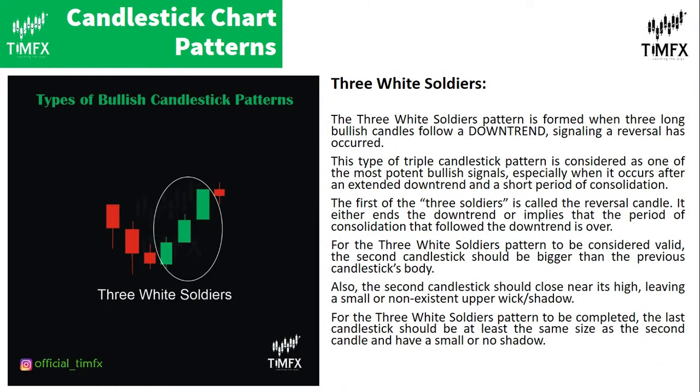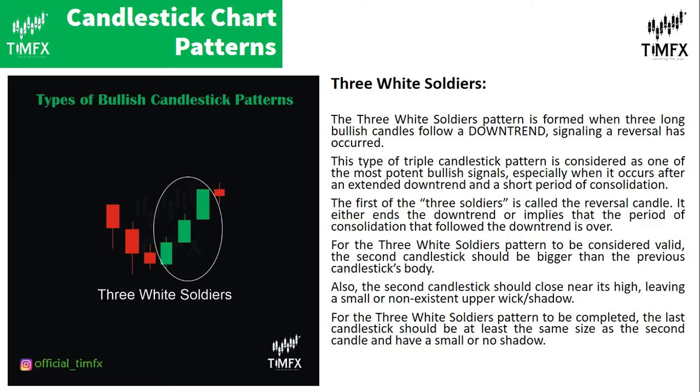Last but not the least, we'll be considering three white soldiers. This pattern is formed when three long bullish candles follow a downtrend, signaling a reversal has occurred. This type of triple candlestick pattern is considered one of the most potent bullish signals, especially when it occurs after an extended downtrend and a short period of consolidation. The first of the three soldiers is called the reversal candle. It either ends the downtrend or implies that the period of consolidation that followed the downtrend is over.